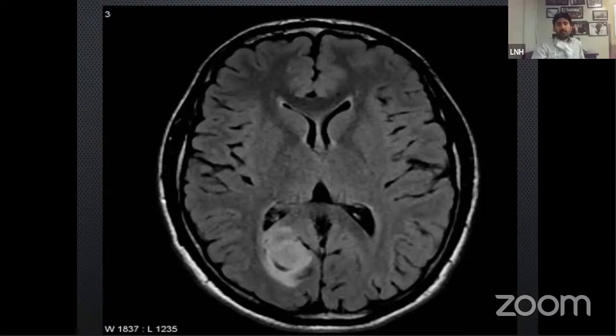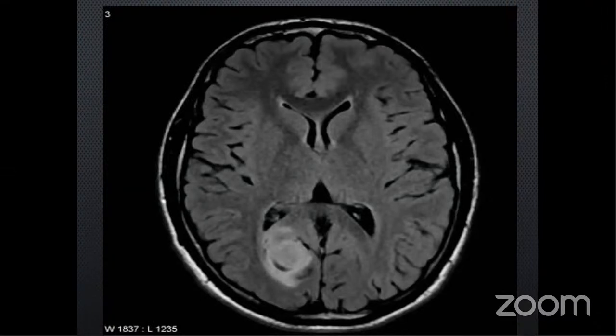Another diagram, MRI brain axial view. Can someone tell where this lesion is located? So guys, where is this lesion? Anyone? You can make a guess.